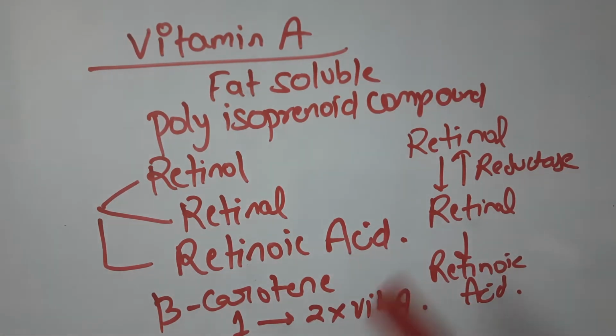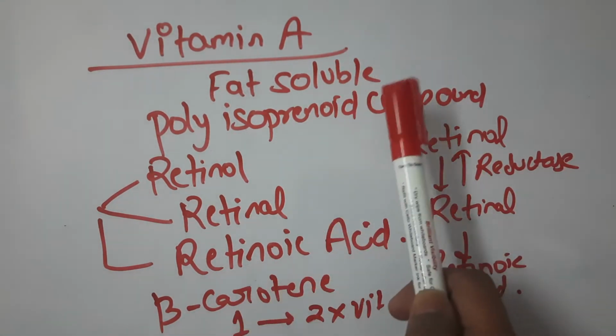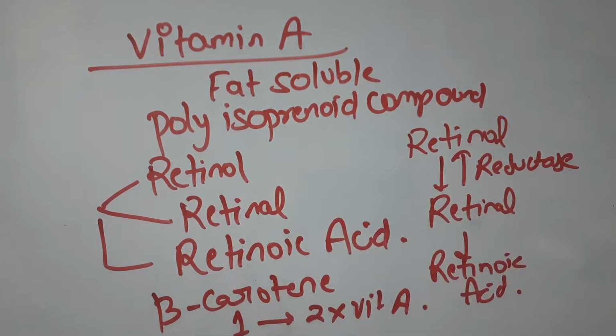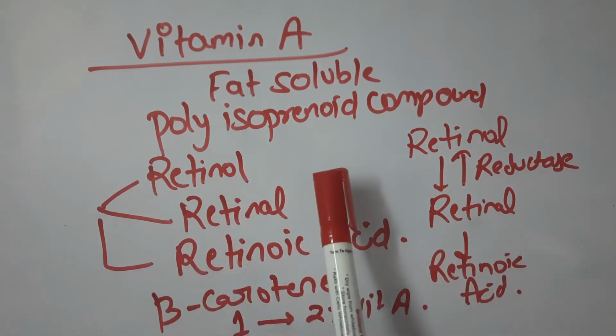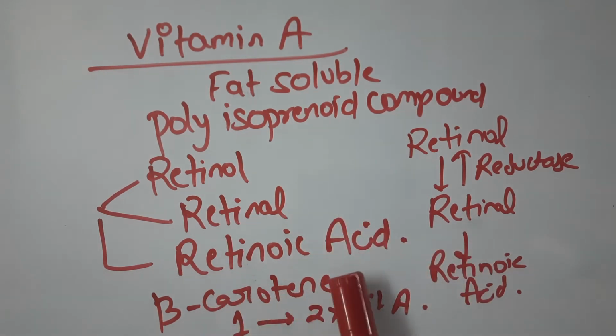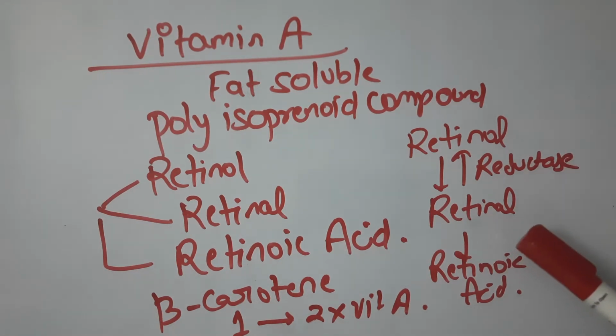Now starting with vitamin A. It is a fat-soluble vitamin. It is a polyisoprenoid compound. It has three forms: retinol, which is an alcoholic form, retinal, which is an aldehyde form, or retinoic acid. Beta-carotene in plants is a precursor to vitamin A. One beta-carotene molecule gives rise to two molecules of vitamin A. And this is the interconversion between the three forms of vitamin A. Retinol in presence of reductase can convert into retinal and then into retinoic acid.